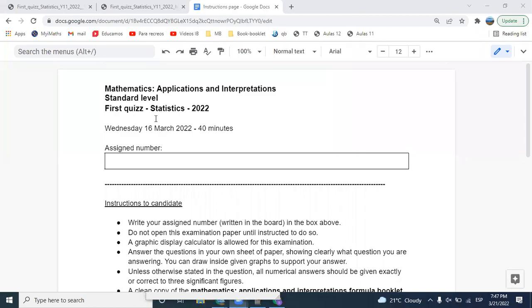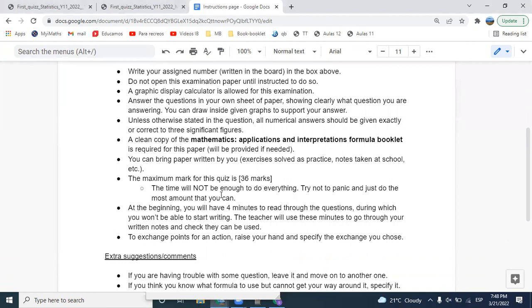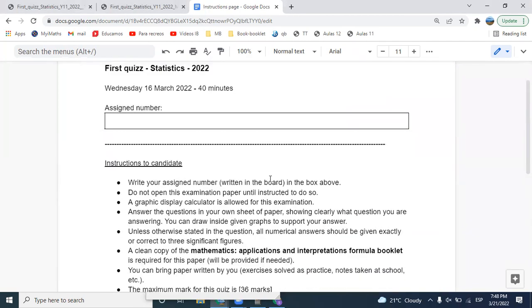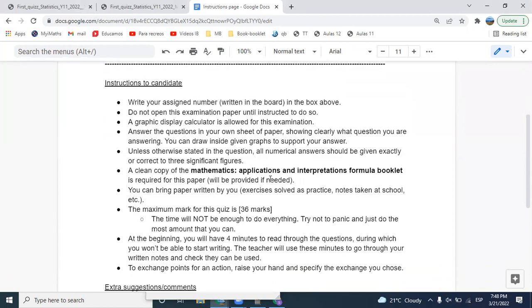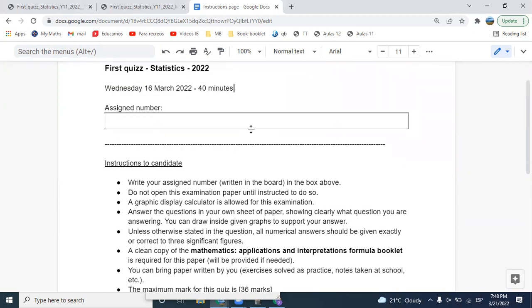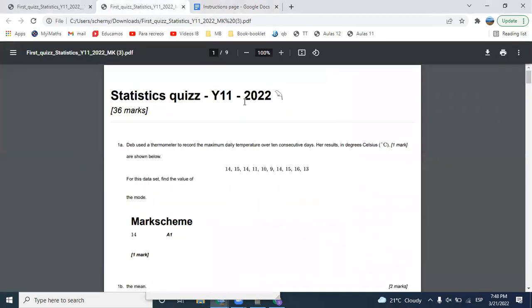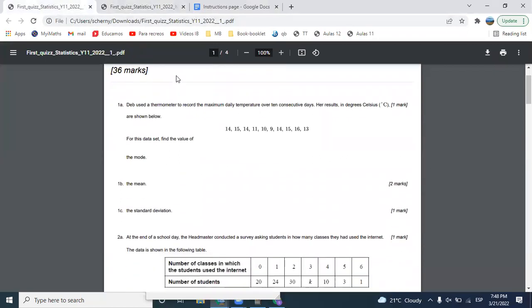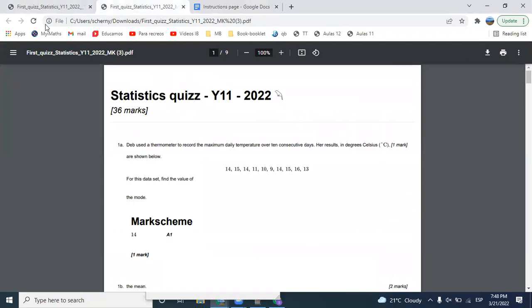Okay, so I'm going to solve the first quiz that I took on March 16, 2022, for year 11. You have 40 minutes to solve it, but it says here that the time will not be enough to do everything. So the idea was to have enough exercises so that you can choose which ones you want to do, because the time was very small. I have the mark scheme open here and the quiz. So let's try and do this briefly, because we already have the mark scheme uploaded.